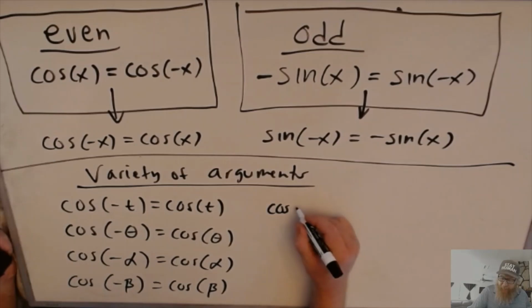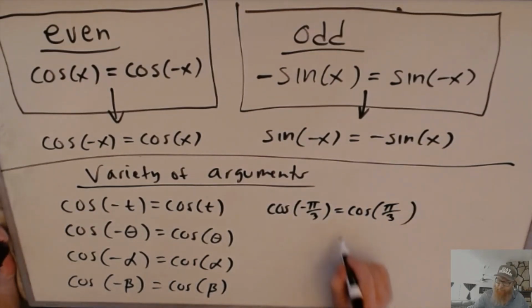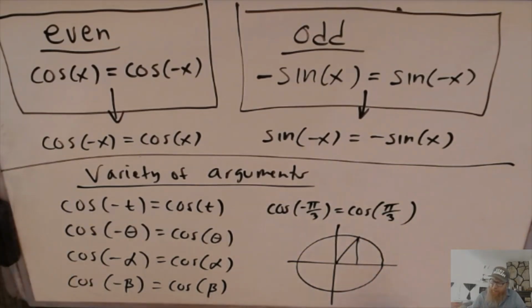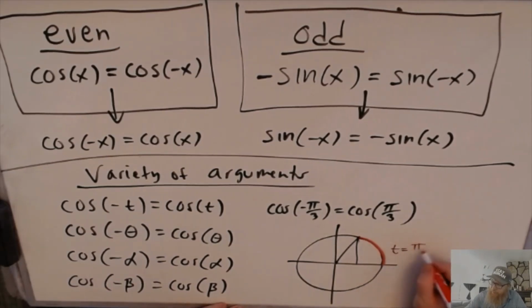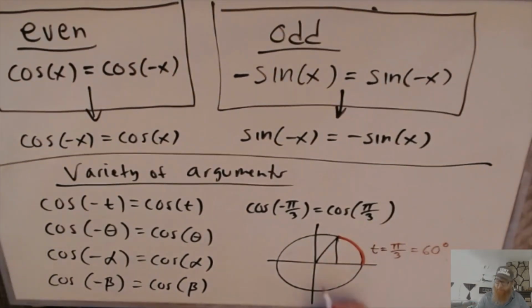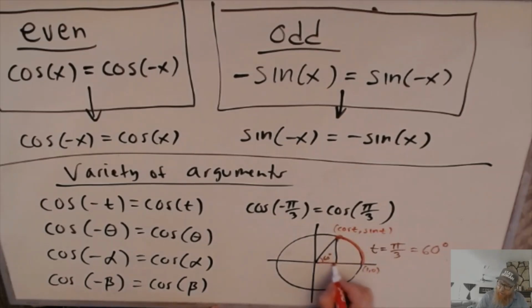So cosine of negative pi over 3 would be the same as cosine of pi over 3. Easy to see that on the unit circle. Pi over 3 is 60 degrees if you're using degree measurement. That would be your angle, or the arc length from (1, 0) to the point (cosine t, sine t). So the x value here would be 1/2.